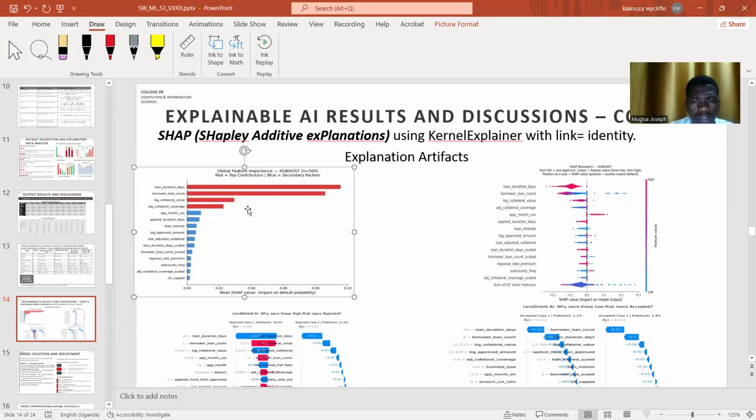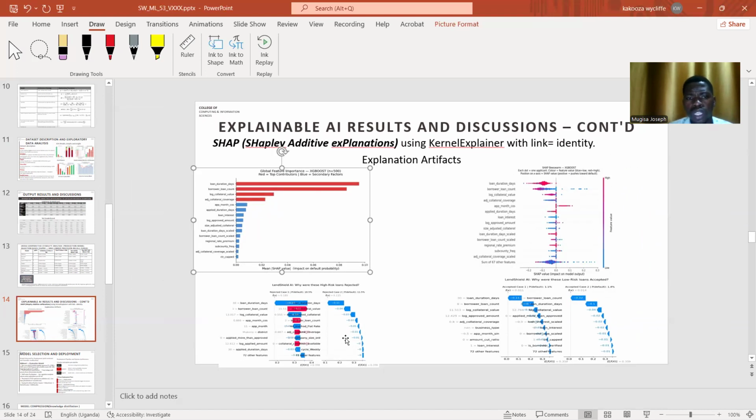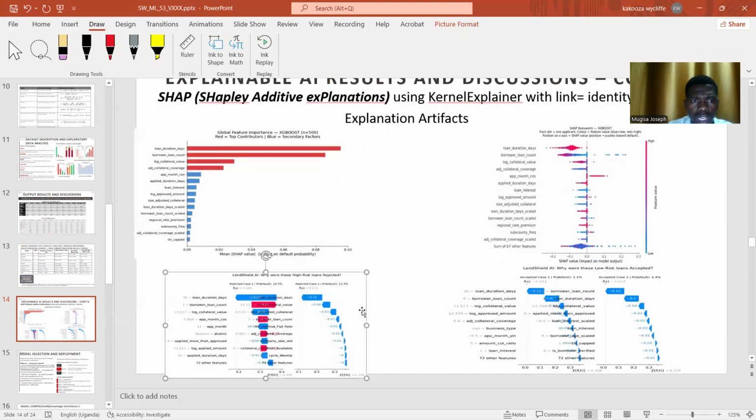So we have here a bar graph showing us the average impact of every feature across all the tests that we carried out, because we carried out tests on 500 row records. So this is the impact. We are looking at loan duration days having the highest impact, and then borrower loan count.